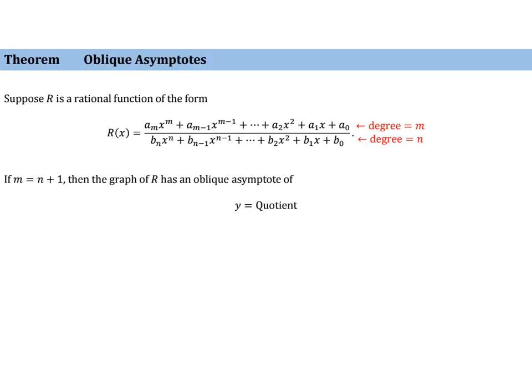So, if I have a rational function, so the polynomial in the numerator is degree m, and the denominator is degree n, and notice m is 1 more than n, so the numerator has a higher degree than the denominator, but only by 1. So you can have an x cubed over an x squared, or an x to the 5th over an x to the 4th, anything like that. Then you can divide using synthetic division when you can, or long division when you can't, and your oblique asymptote, or your slant asymptote, will be in the form y equals the quotient.